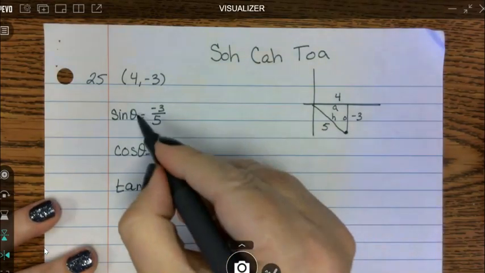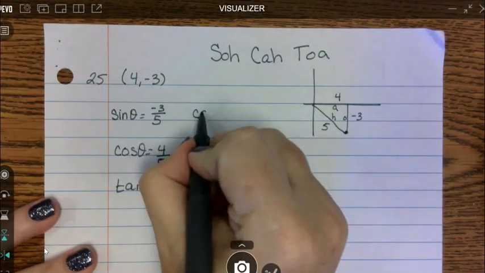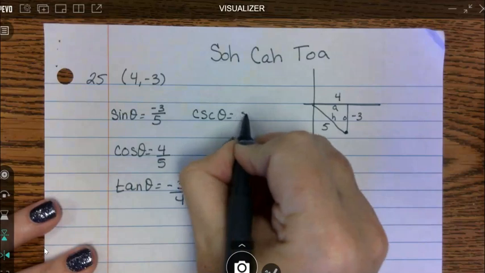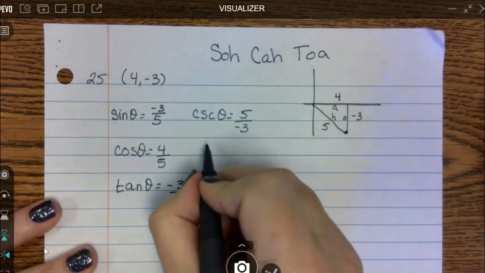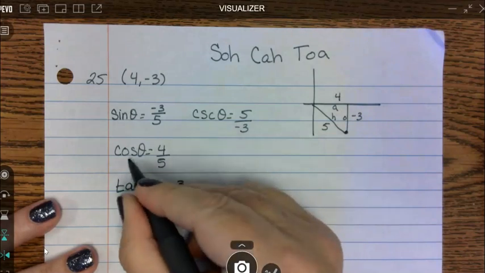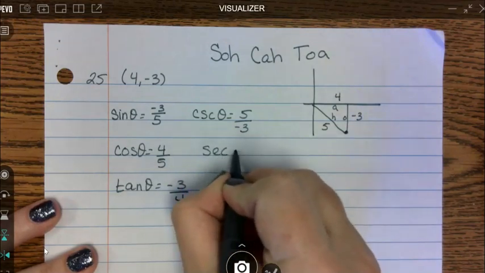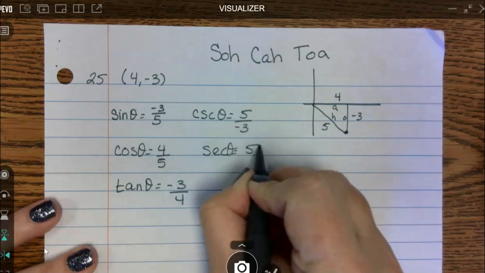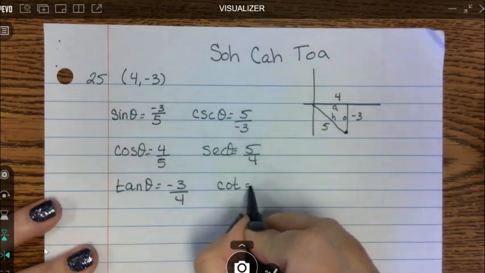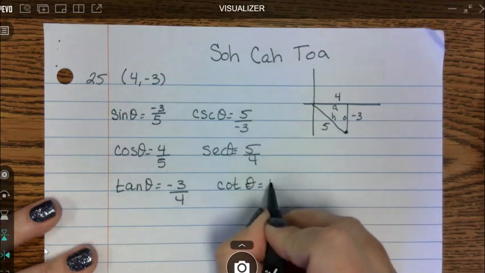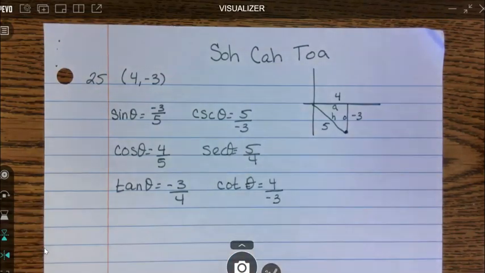Okay, here we go. Reciprocal of sine is cosecant, which is 5 over negative 3. And then the reciprocal of cosine is secant, 5 over 4. And then the reciprocal of tangent is cotangent, which, I am forgetting that, 4 over negative 3. And you're done.